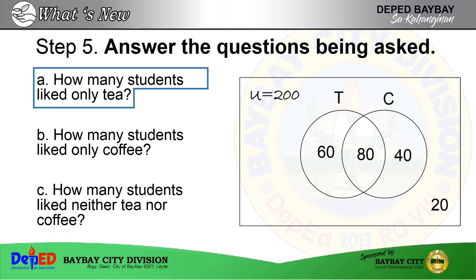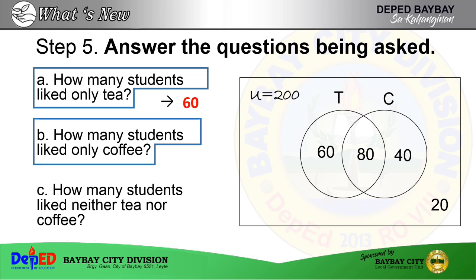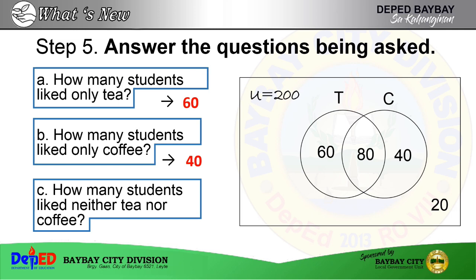Now for question A. How many students like only tea? That's right. As you can see in the Venn diagram, there are 60 students who like only tea. For question B, how many students like only coffee? Good job. In the Venn diagram, there are 40 students who like only coffee. Last, how many students like neither tea nor coffee? Very good. There are 20 students who like neither tea nor coffee.